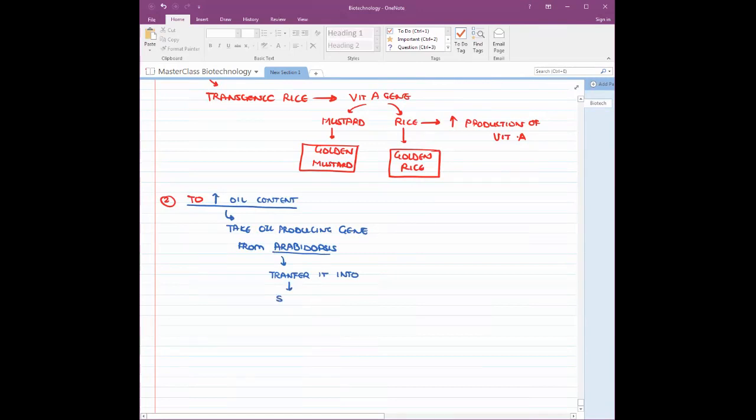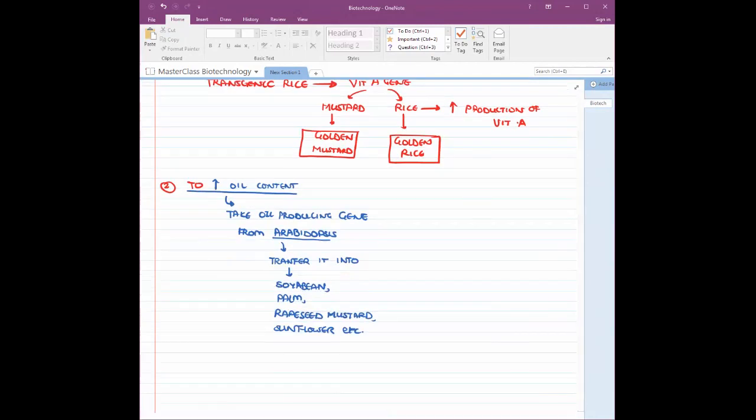So we are going to put it into your soya bean. We are going to put it into palm. We are going to put it into your rapeseed mustard. We're going to put it in your sunflower. And immediately, guys, what are we going to see? Because of this, the oil production capabilities of these plants immediately increase tremendously. So this is another thing.